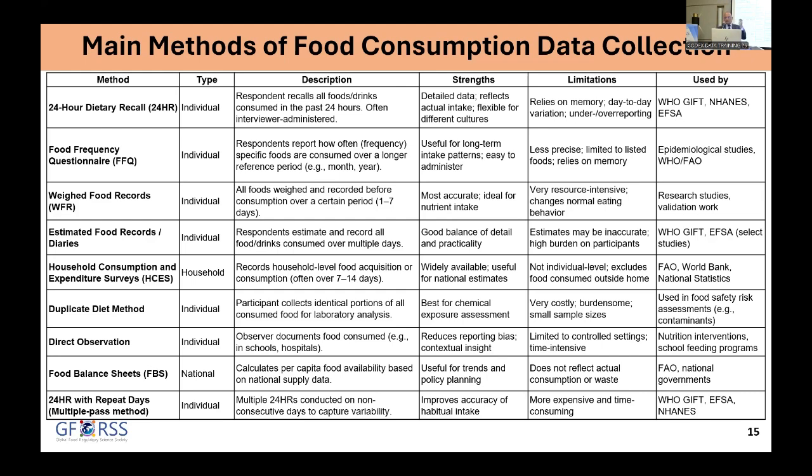We have other methods that are less used, such as the duplicate diet method. Here, the participant collects identical portions of all consumed food for laboratory analysis. It's a very specific, very accurate method. It's very good for chemical exposure assessment.